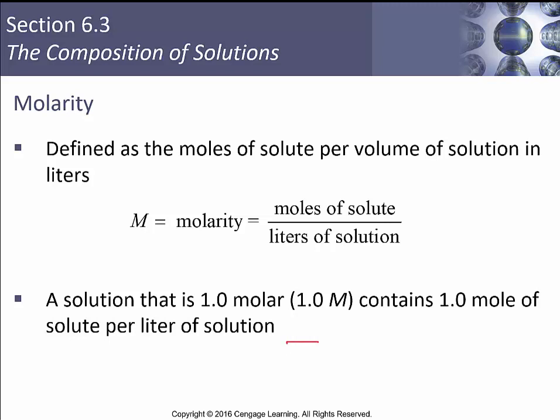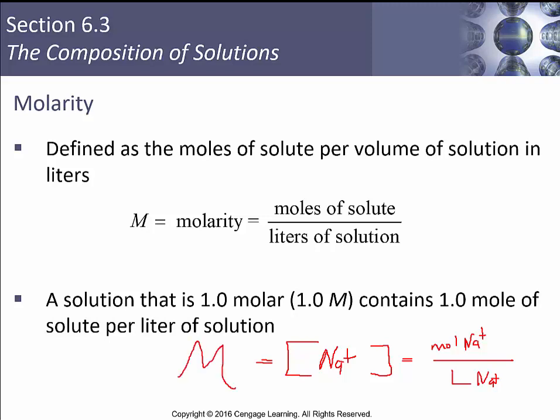Sometimes you will also see this written out with square brackets. So if I talk about my concentration of Na+ ions, that is the same thing as saying moles of Na+ per liter of Na+ solution, which is the same thing as saying capital M. So three different ways to express the same thing.